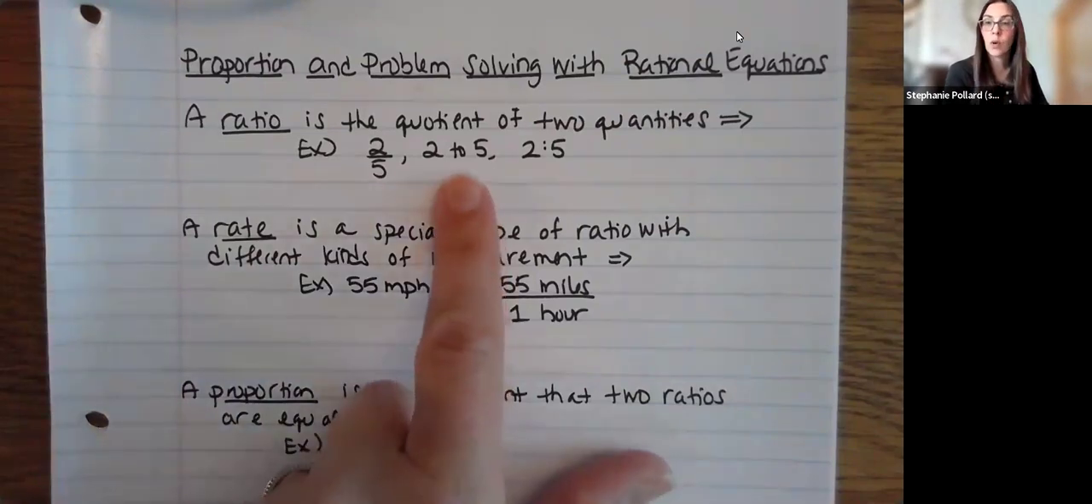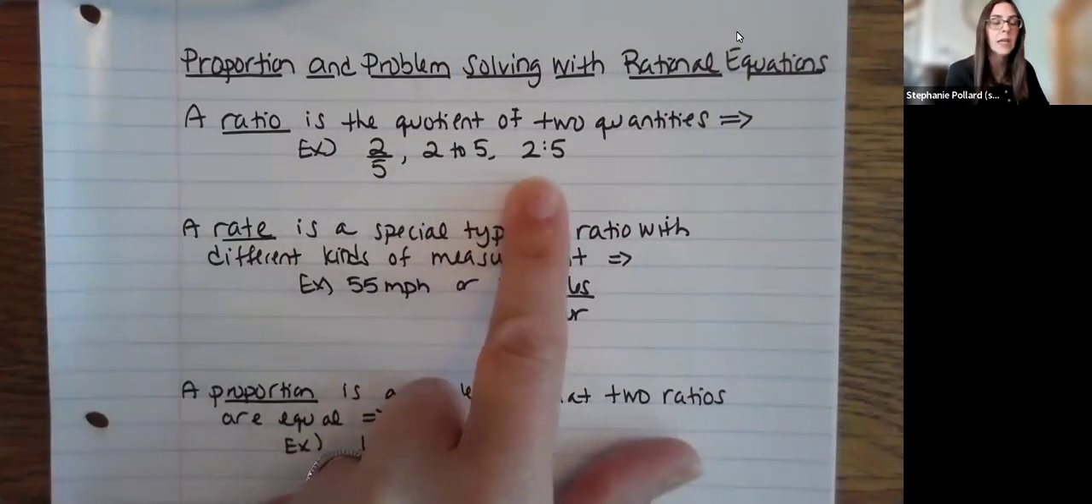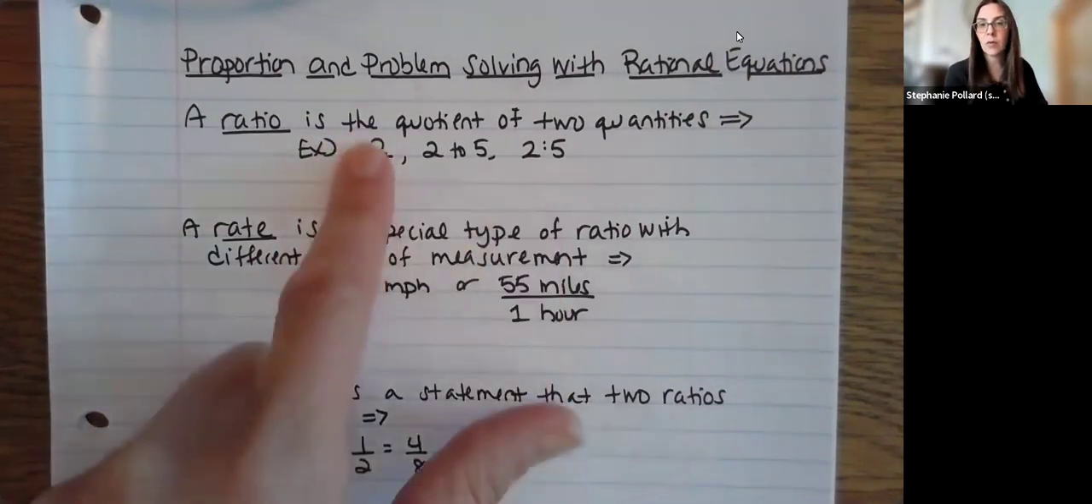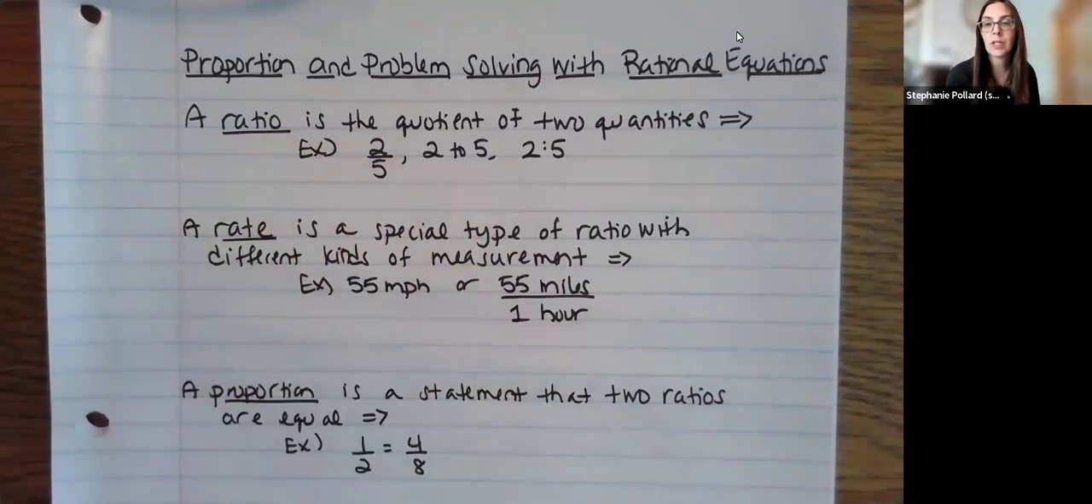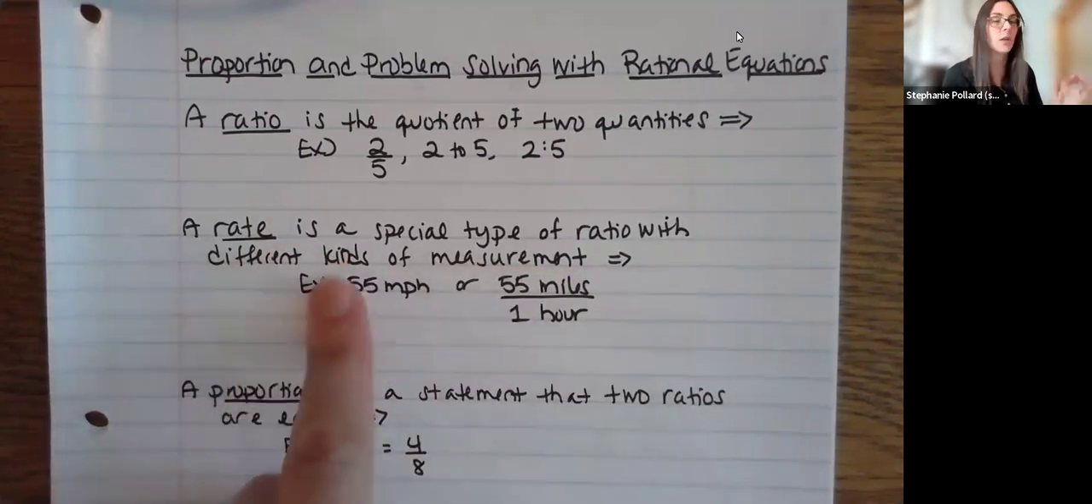Sometimes you'll see it written with words, 2 to 5, or as a colon, 2:5. Now, in mathematics, we tend to use the fraction form the most. So you've actually been working with ratios for a long time, but maybe did not think of them as a vocab term. A rate is also a ratio, by the way. It's just that the units are different. It's a special type of ratio where the units are always different.